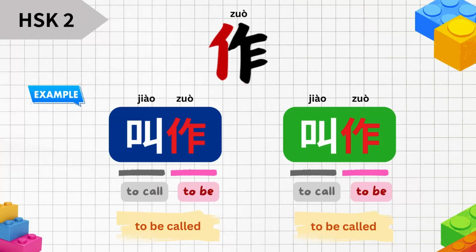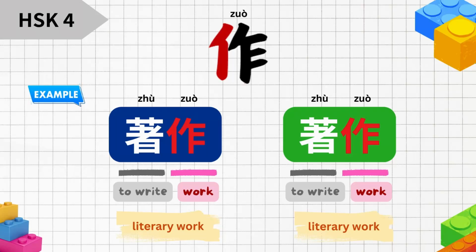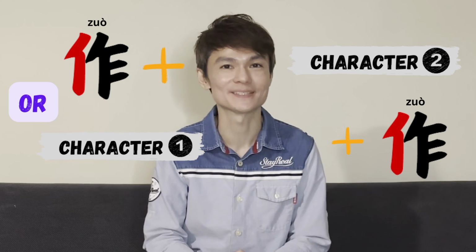Now, let's see how 作 is used at the end of compound words, such as 工作. Other examples include 叫做, 写作, 著作. Isn't it mind-blowing? With the 人 radical forming the character 做, we can use this single character to create many words, whether at the beginning or end of compound words.